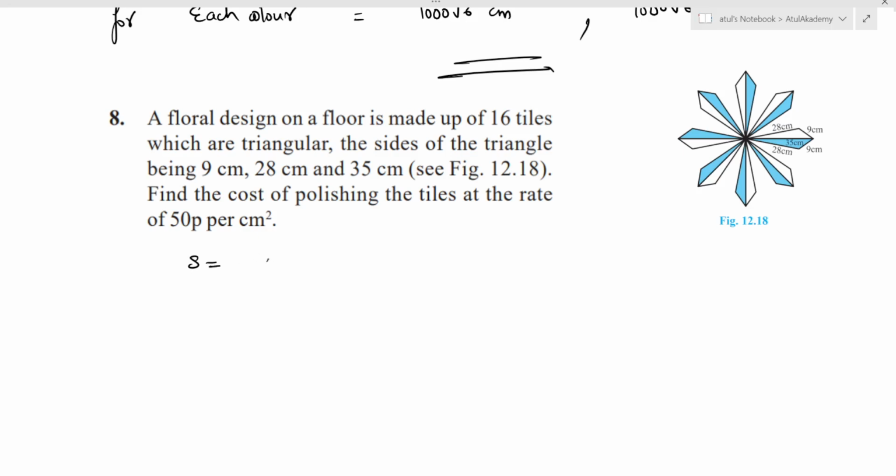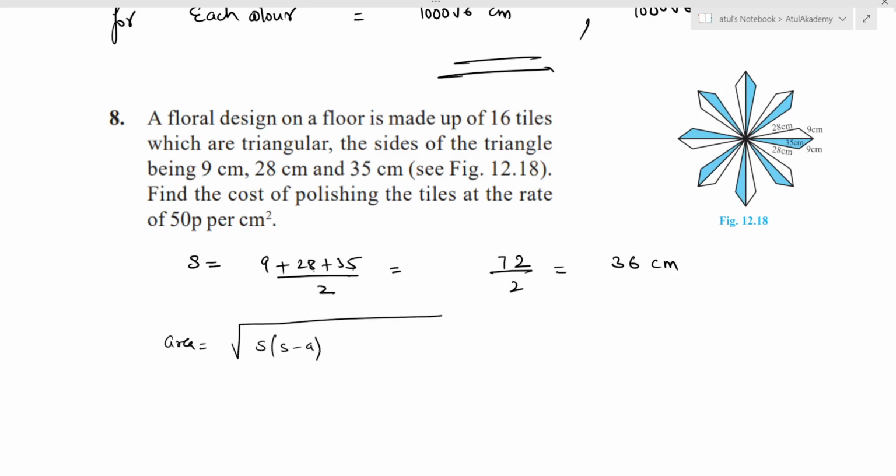I'll first calculate S as 9 plus 28 plus 35 by 2. How much is this? 8, 10, 5 is 13. 13 is 9 is 22. So 2 carry over. So 5 plus 2 is 7. 72 by 2 is 36 centimeter. Clear? Now this is S. The area will be again S minus A, S minus B, S minus C.